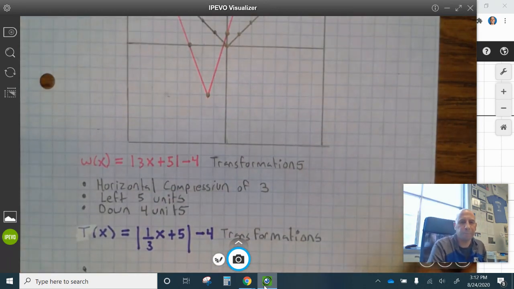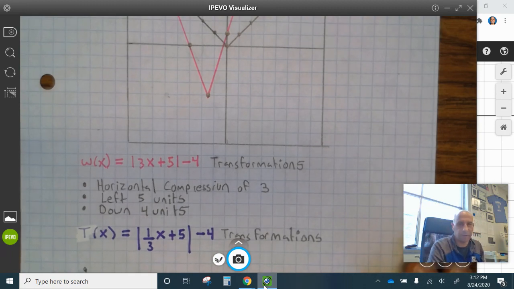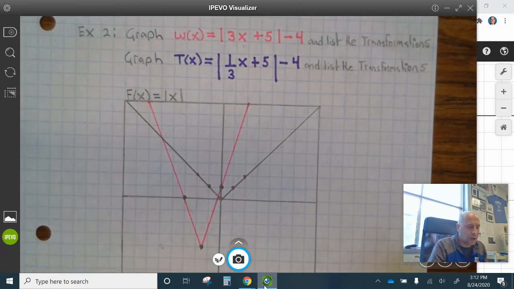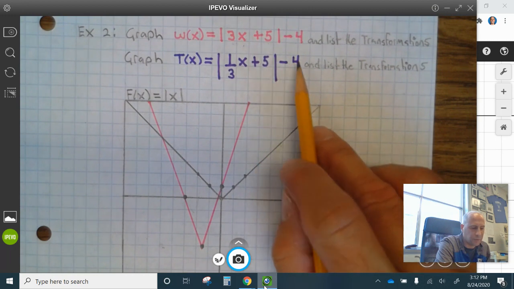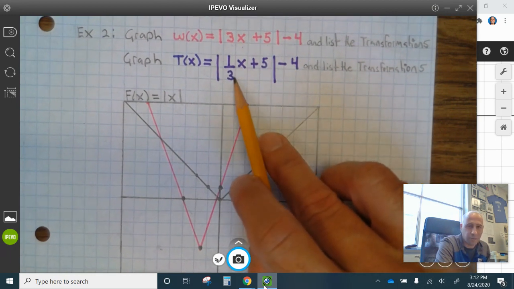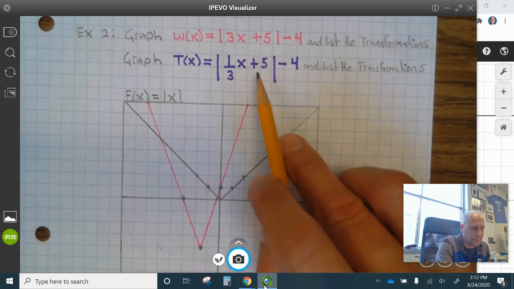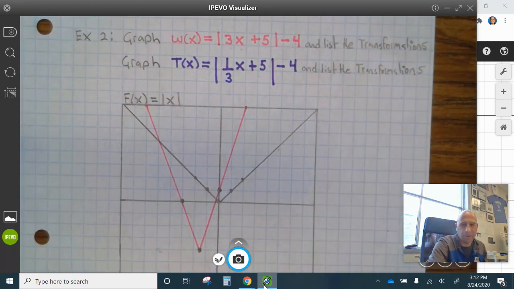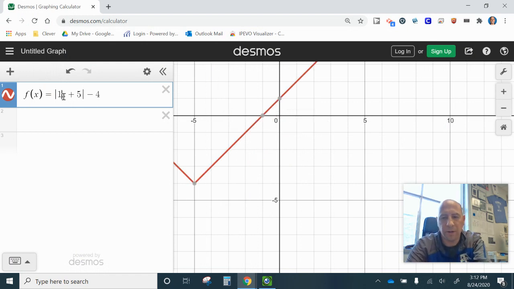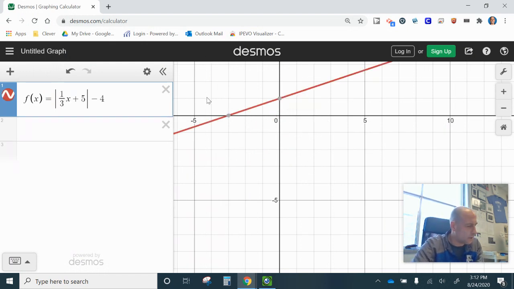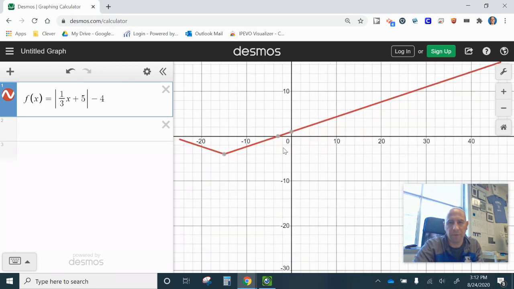All right. Now let's take a look at t of x. Now I'm not going to make the mistake that I did before where I did the transformation and moved the vertex, because this changes where that vertex is, and it's not that simple. Okay. So now let's go and type that into Desmos. So now this is 1 divided by 3, x plus 5 minus 4. And let's zoom out.